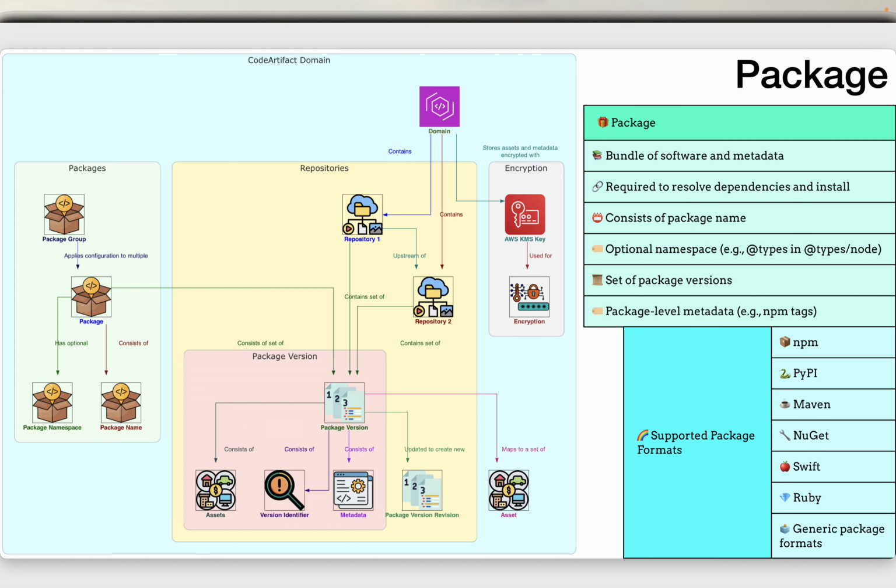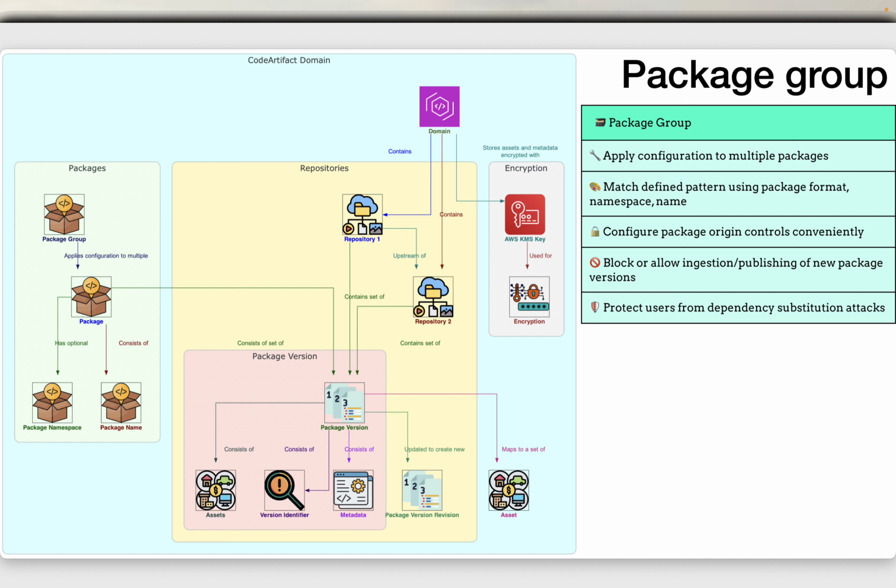A package is a bundle of software and the metadata that is required to resolve dependencies and install the software. In CodeArtifact, a package consists of a package name and optional namespace, such as @types/node in the case of Node.js, a set of package versions, and package level metadata such as npm tags. AWS CodeArtifact currently supports all these types of package formats, which are npm, PyPI, Maven, NuGet, Swift, Ruby, and generic package formats. Next, we have package group.